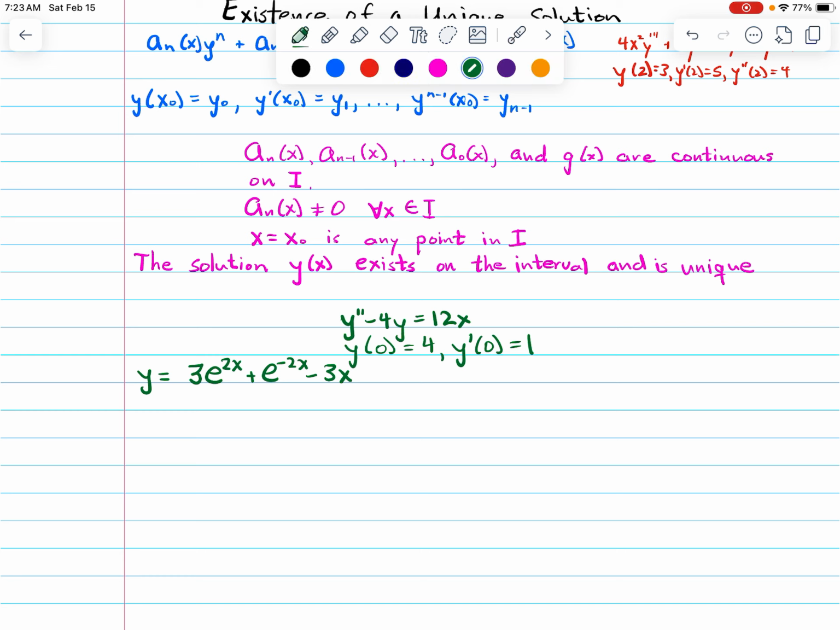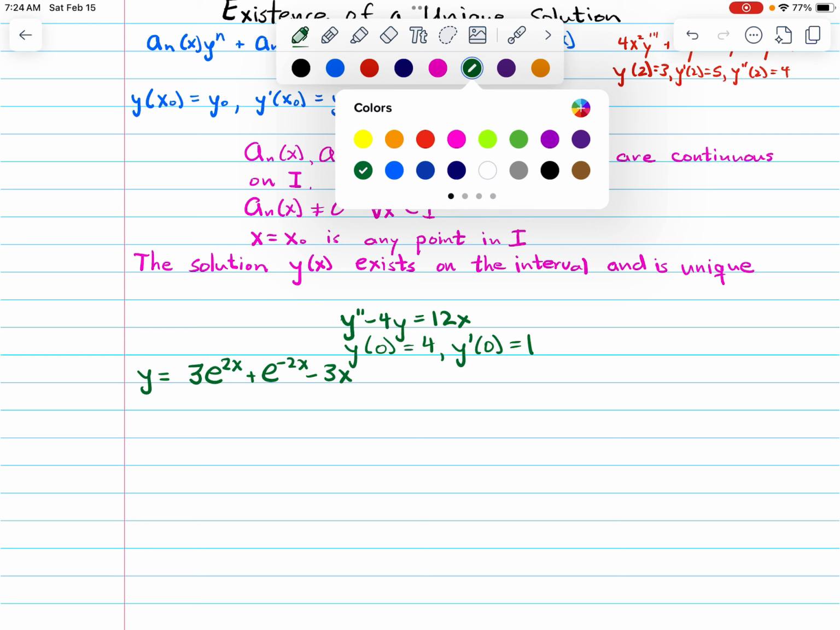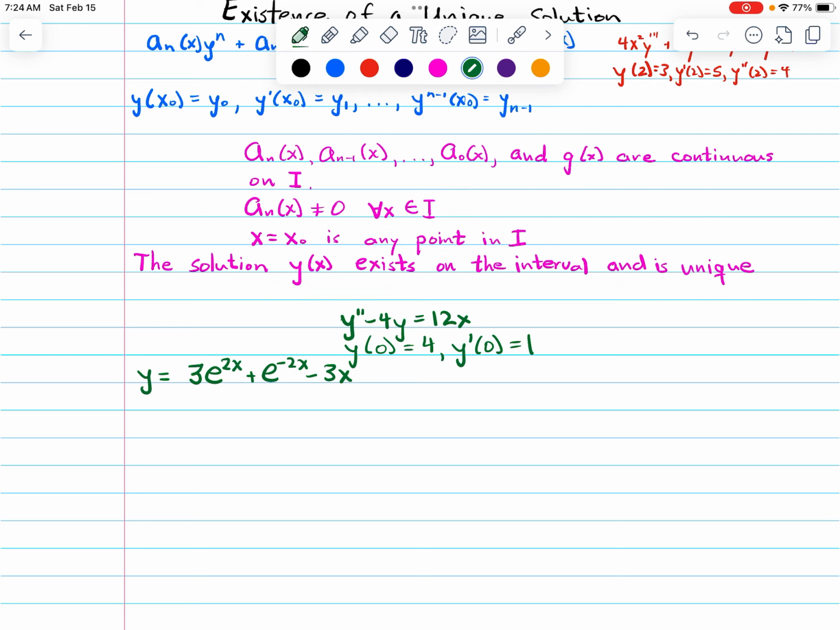Now, you might be wondering, is that really a solution? And what does it mean for it to be a solution? Well, let's see how we would verify that this is a solution. I'm going to find the derivative. So this is going to be 6e to the 2x minus 2e to the negative 2x. That's the first derivative. The second derivative is 12e to the 2x plus 4e to the negative 2x.